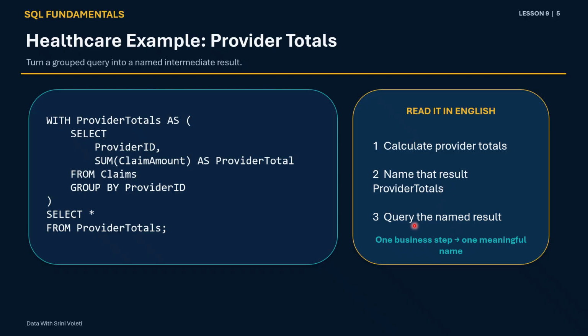Also notice that the CTE name represents the grain of the intermediate result. A claims table may contain many rows per provider. After GROUP BY, provider_totals contains one row per provider. That grain awareness becomes extremely important when we later combine CTEs with joins and window functions. So another professional question to ask is, what does one row represent at this stage of my query?